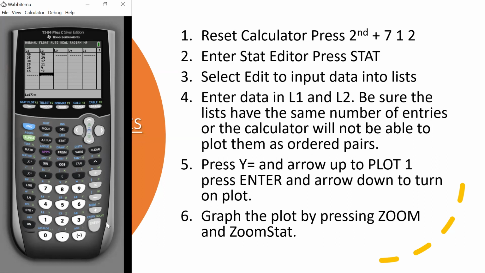Step 5 says we're going to press Y equals and arrow up to plot 1 and press enter. Then arrow down to turn on the plot. So I'm going to go to Y equals, arrow up, press enter, and arrow down. Notice how plot 1 is now bolded. That turns on the plot. Yes? Okay. Then step 6 says you're going to graph the plot by pressing zoom and then zoom stat. So I'm going to press zoom and go down to zoom stat, which is 9. You either can arrow down to 9 and press enter, or you can just press 9.